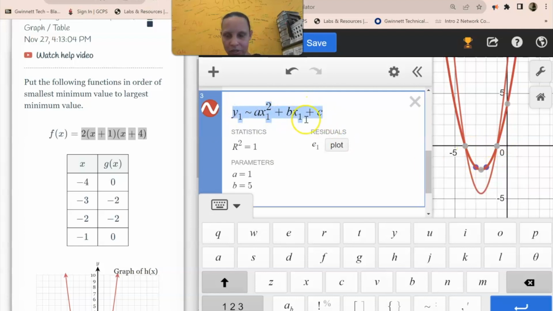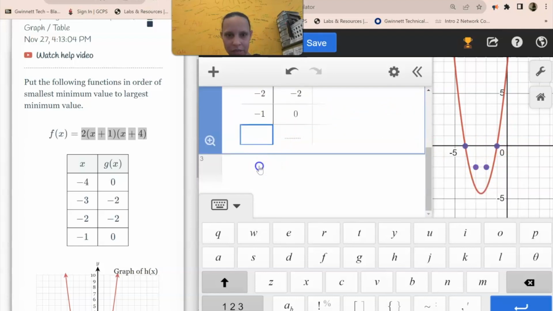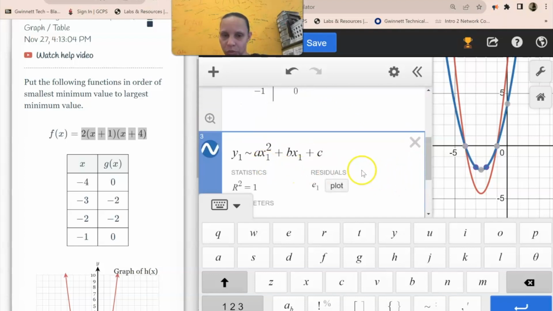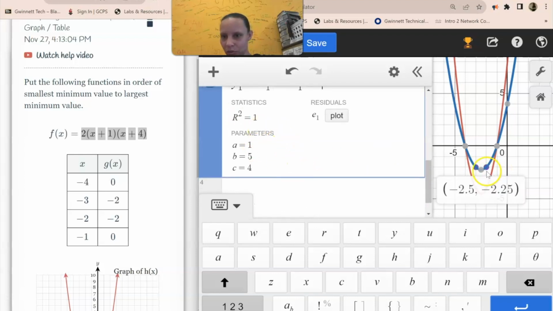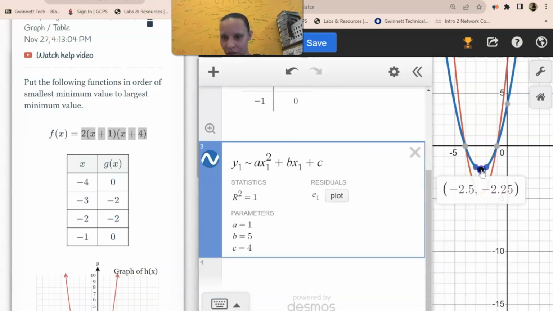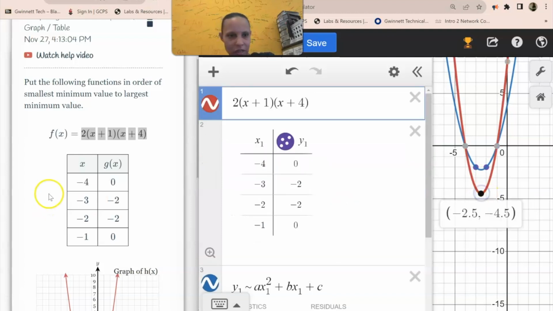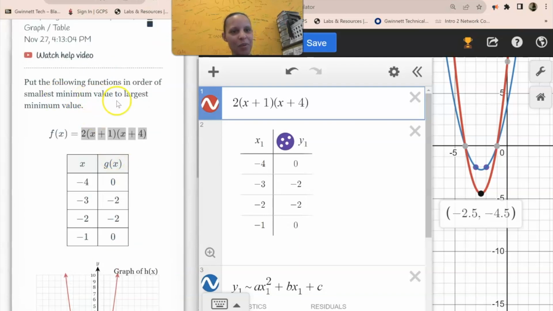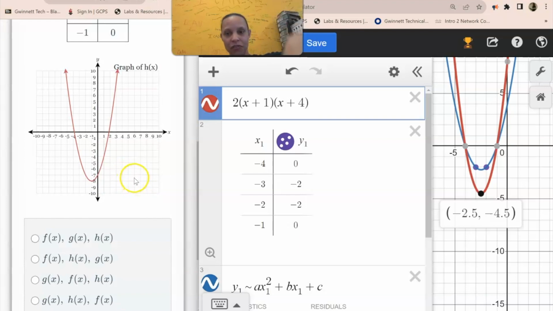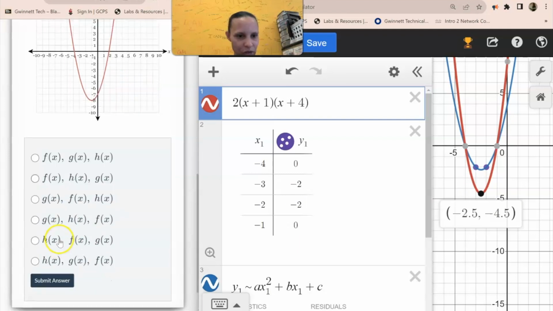I don't like red because they're both red, so I'm going to copy and paste it out again. So now it's in blue, right? So this is in red, this one's in red, this one is in blue, so you can see where the minimum is right there. This one, the minimum's right here, and the last one, the minimum is right here. So we're putting this in what? Smallest minimum value to largest. Okay, so the one that's smallest is the furthest down. So this one is -8. What's this one? -4.5. So this one is the furthest down. So h of x should be first.